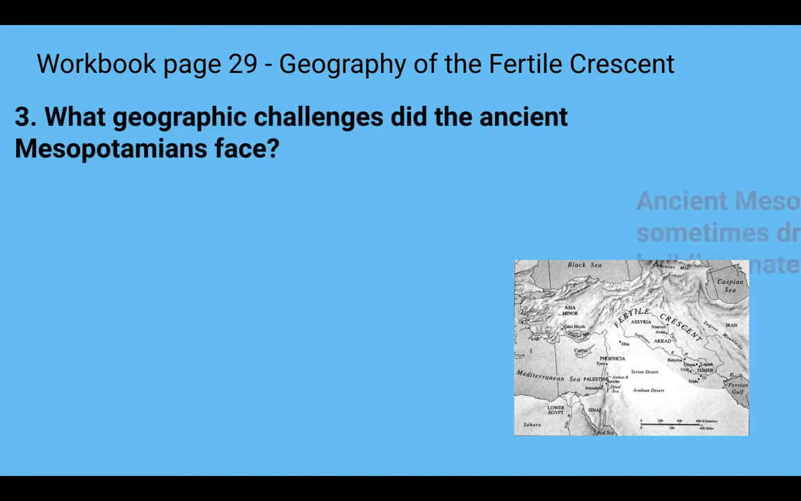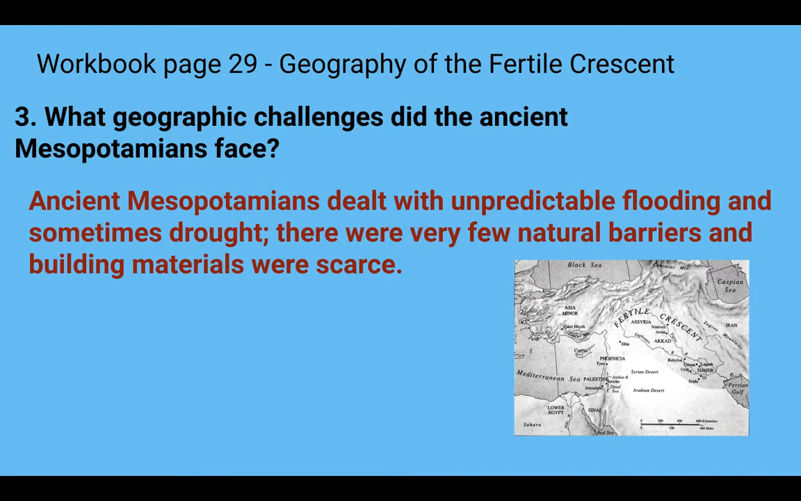All right, friends, let's take a look at this. I said a couple things. Ancient Mesopotamians had to deal with unpredictable flooding and sometimes drought, right? It didn't rain a lot sometimes. And there were few natural barriers, so building materials were scarce. Okay, hopefully you found something or wrote something quite similar to that. If not, you can always go back and change your answer.